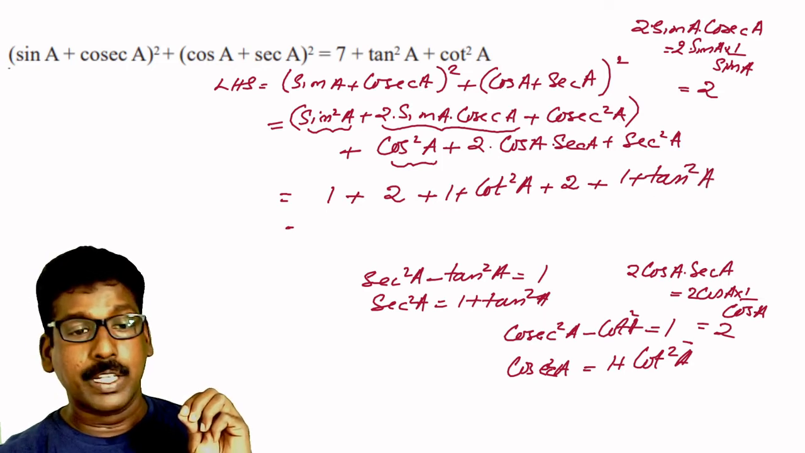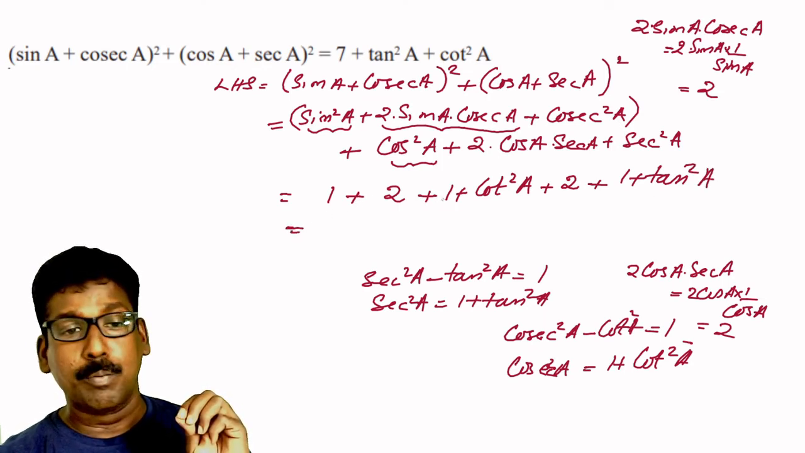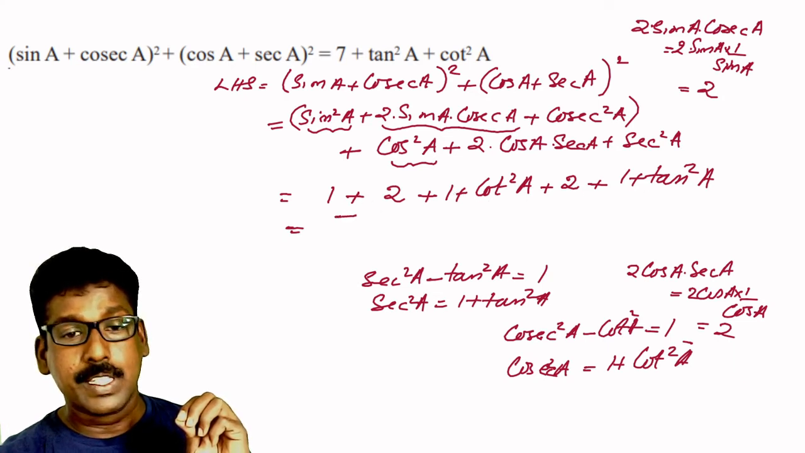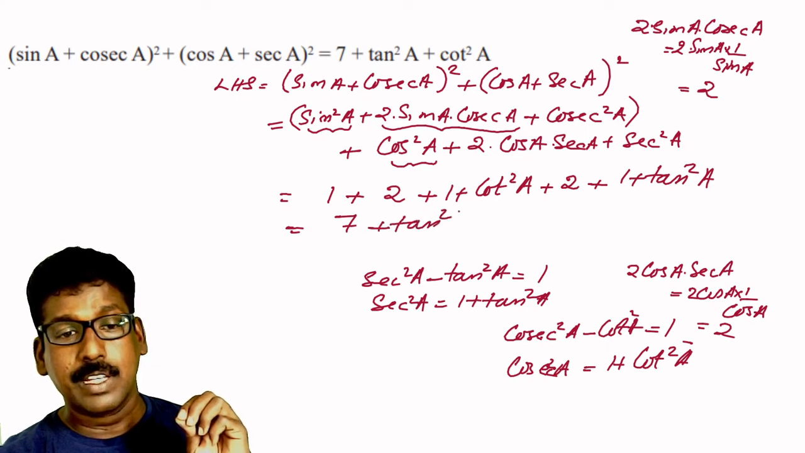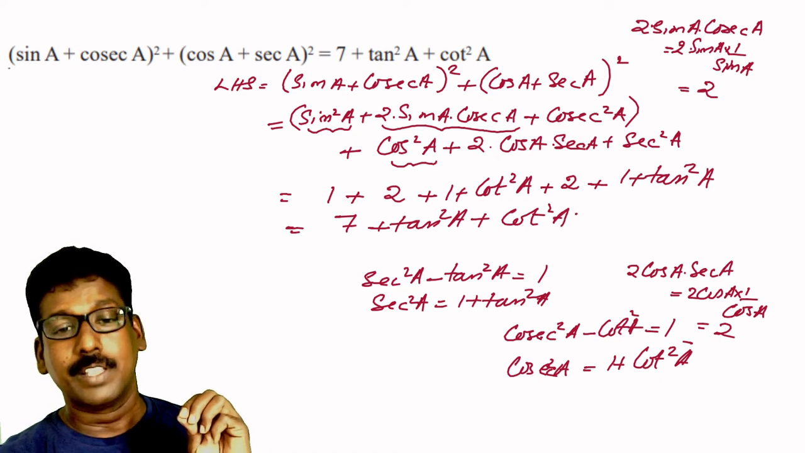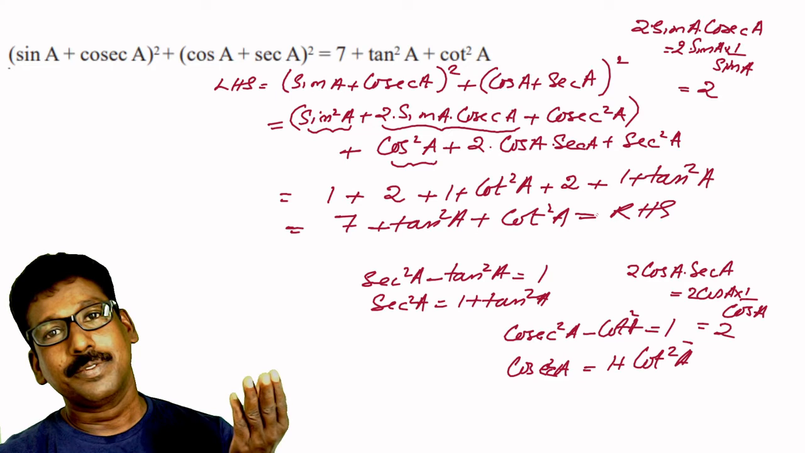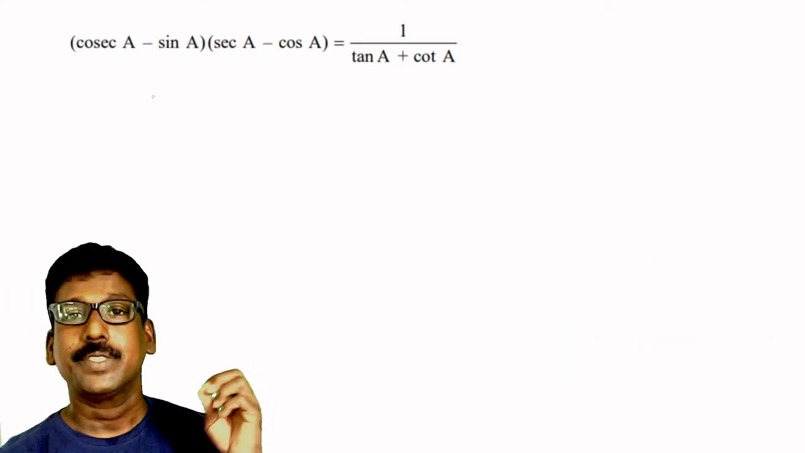Now add all the numbers. 1 plus 2 is 3, plus 1 is 4, plus 2 is 6, plus 1 is 7, plus tan square a is there, plus cot square a. That is the RHS. That was also solved. Now look at another question.